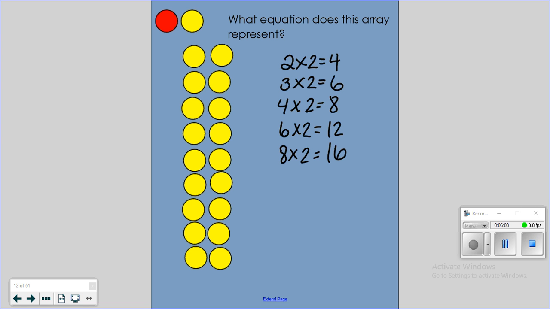What equation matches mine right now? Ashley? 9 times 2 equals 18. Very good. Very good.